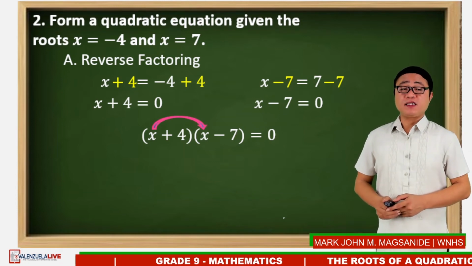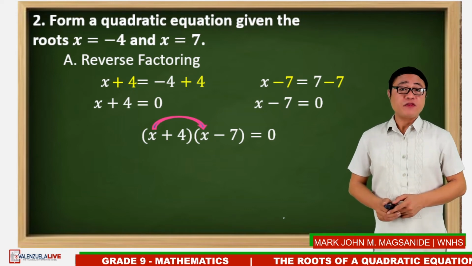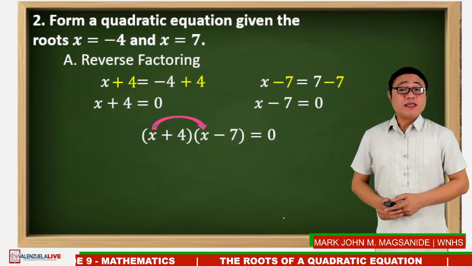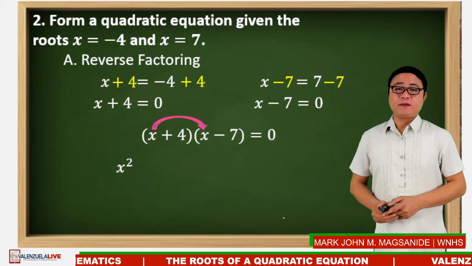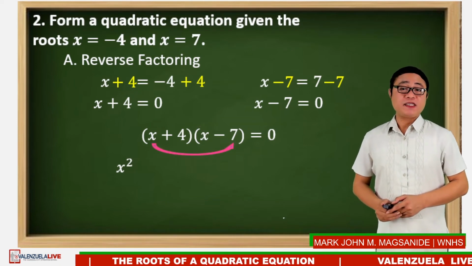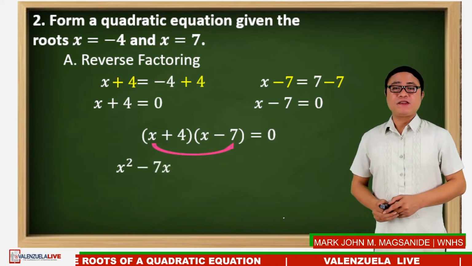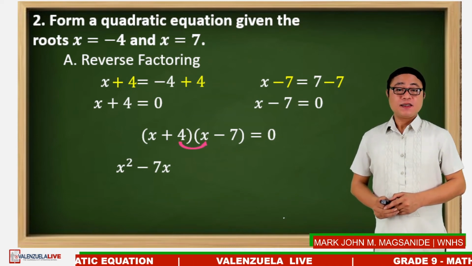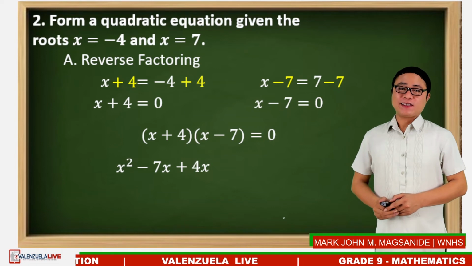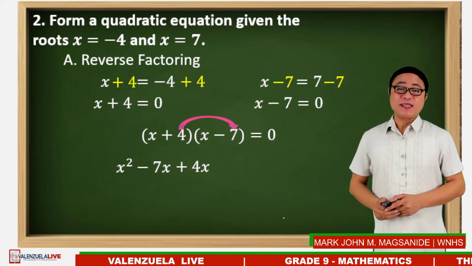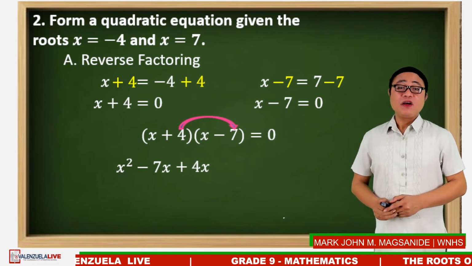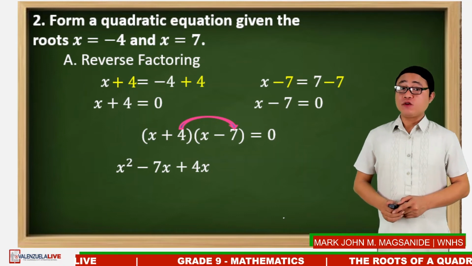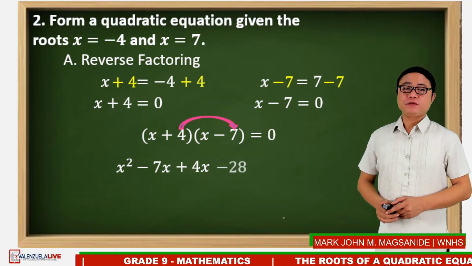So, using distributive property or FOIL method, x times x is x squared. X times negative 7 is negative 7x. 4 times x is positive 4x. And last, 4 times negative 7 is negative 28. Then equal to 0.